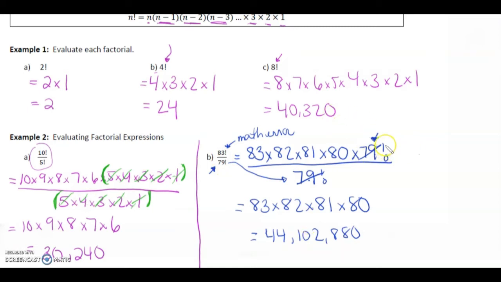So expanding like this, crossing out the 79 factorials is going to be the best bet.